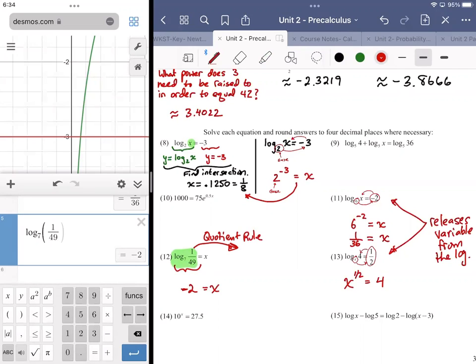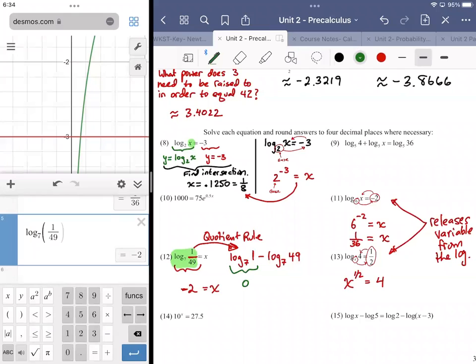So if I apply the quotient rule, I'd be looking at log base 7 of 1 minus log base 7 of 49. Quotients become subtractions. So if you see division contained within the logarithm, you can break up the logarithm, making your division into a subtraction. The log of 1, regardless of what the base is, is always going to be equal to 0. Now, this next step is a little bit more intuitive. It's a little more number sensey, but it's actually kind of cool.